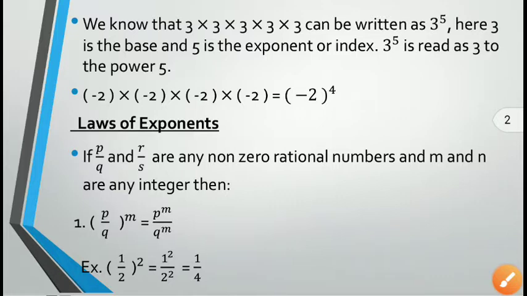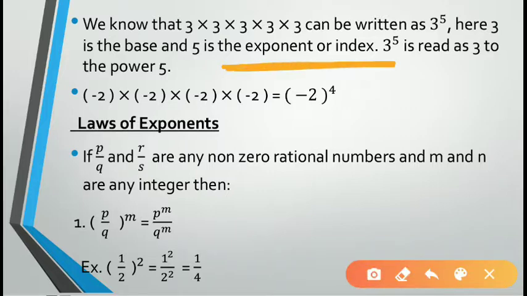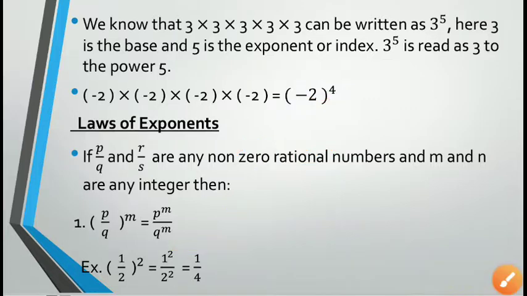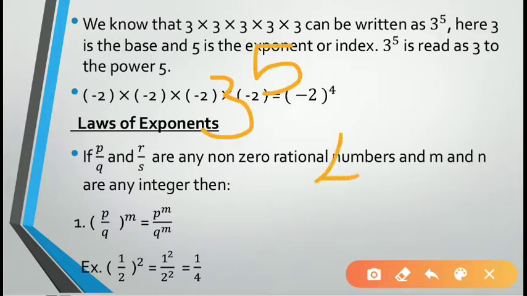Here 3 is the base and 5 is the exponent or index. Remember this: in 3 to the power 5, this 3 is known as the base and 5 is the exponent or index. Okay? And it is read as 3 to the power 5. Suppose it is written 4 to the power 3, we will read it as 4 to the power 3.